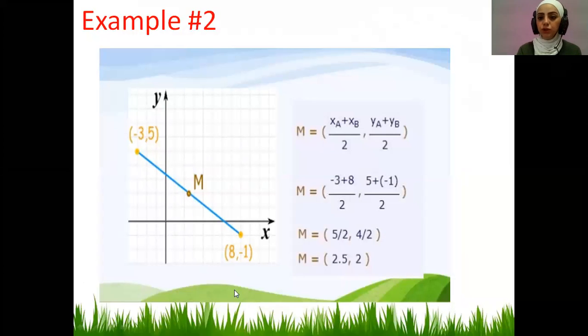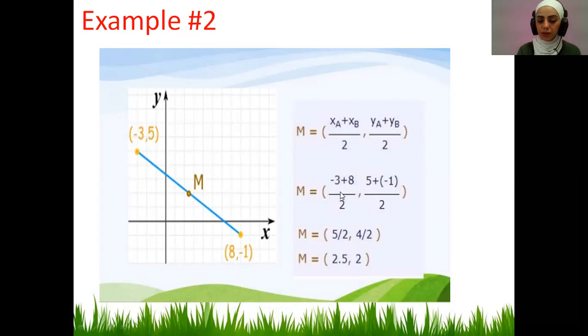So if you want to use the rule, you can just use the x's first. The x number here is -3 and here is 8. So we need to find their sum. 8 with -3, two numbers with different signs, so you subtract them. Be careful, you have to remember the rules for adding integers. So you add -3 plus 8, which is 5, divided by 2 is 2.5.